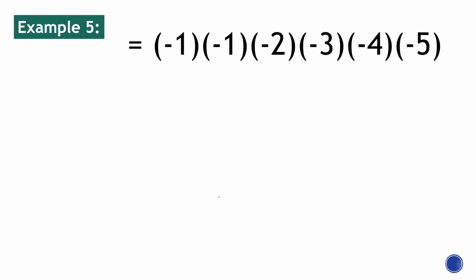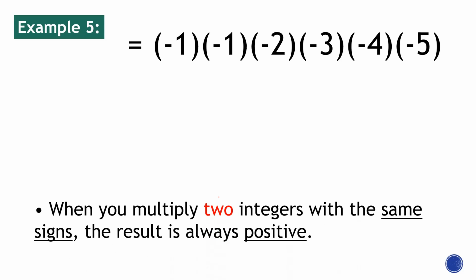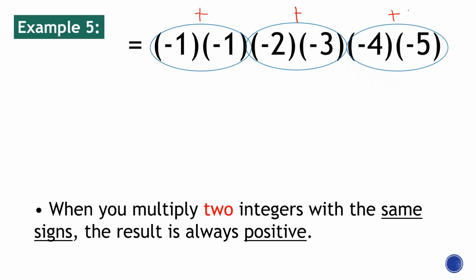Here we have six negative integers. Again, remember that when you multiply two integers with the same signs, the result is always positive. But we have a 6 here, so we will consider this as positive because both of them are negative. This is also positive. This one is also positive when we consider the signs.